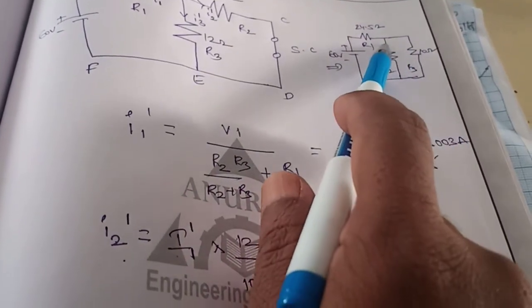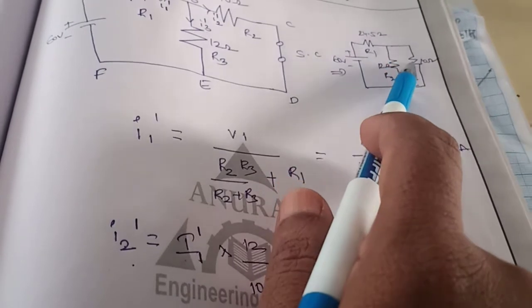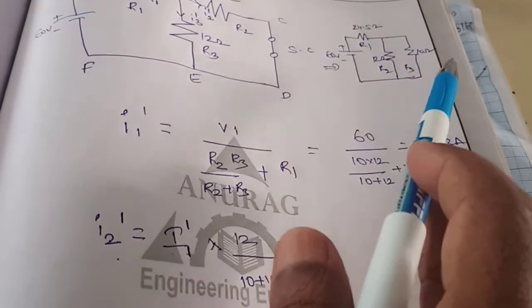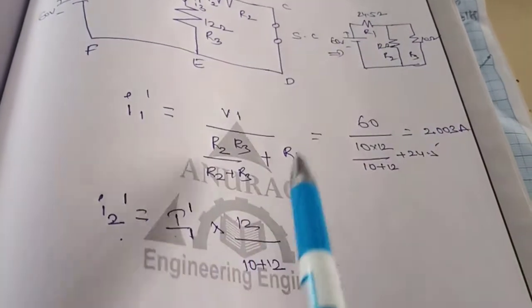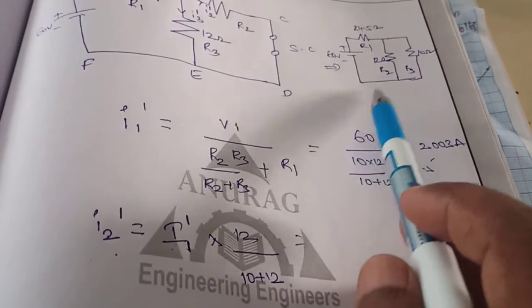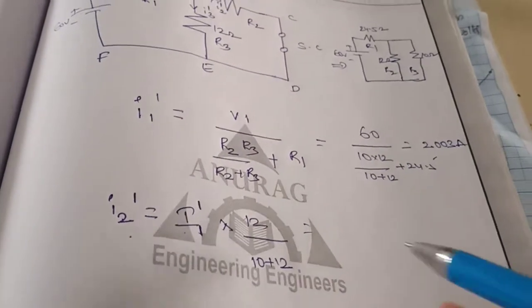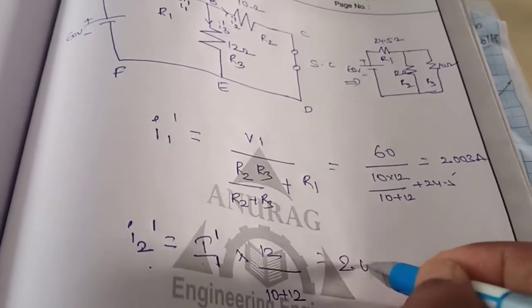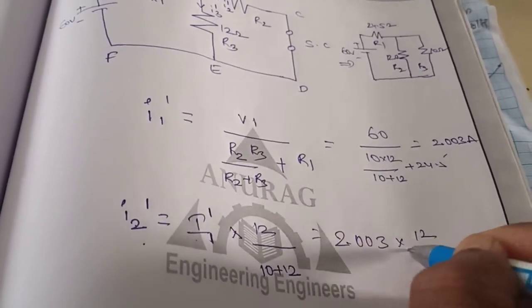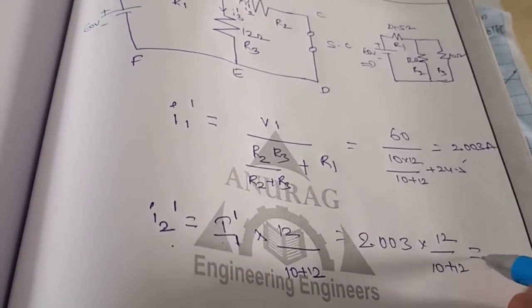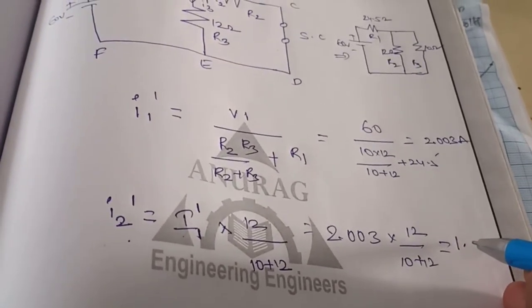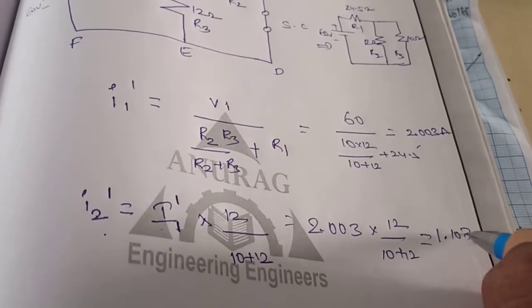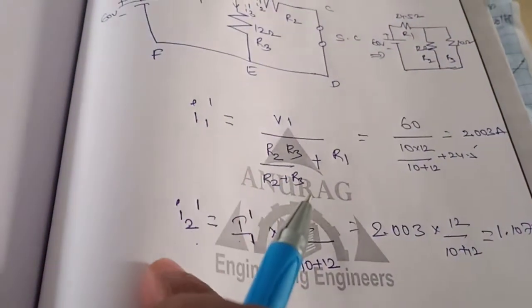So I2 dash is flowing in the 10 ohms, right? So the total current I1 dash into the opposite resistance of 10, which is 12, divided by the total resistance R2 plus R3, that is 10 plus 12. If you solve that, how much is it? What is I1 dash? 2.003 into 12 divided by 10 plus 12. If you solve this, you'll get I2 dash equals 1.107 amperes. So now you have I1 dash and I2 dash.